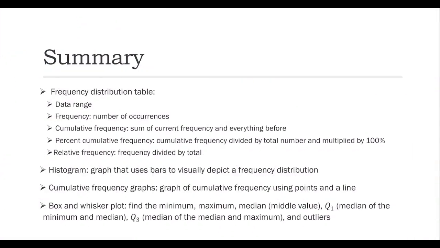So in summary, a frequency distribution table has a data range, the frequency, the cumulative frequency, the percent cumulative frequency, and the relative frequency. It doesn't have to have all of those things, but those are all potentially things that could be in the table. A histogram is a graph that uses bars to visually depict a frequency distribution. Cumulative frequency graphs are graphs of the cumulative frequency using points and a line. And finally, a box and whisker plot can be created by finding the minimum, maximum, median, Q1, Q3, and the outliers.